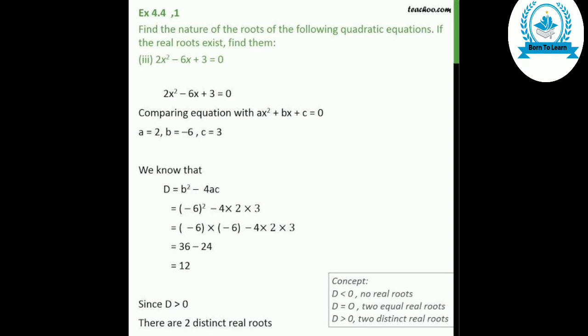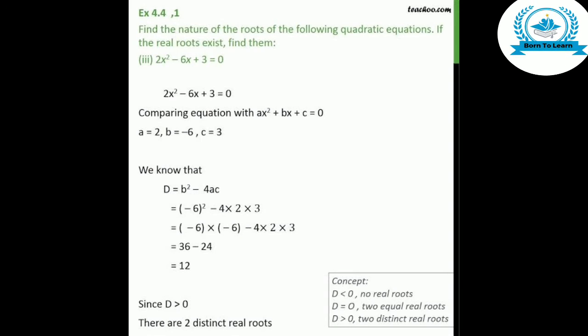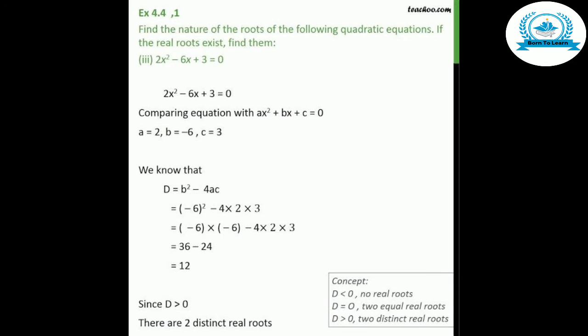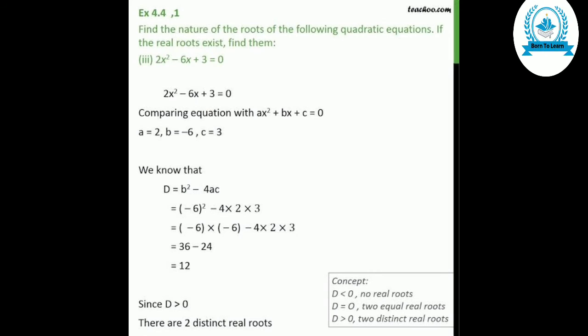Minus 6 whole square equal to minus 6 into minus 6, minus 4 into 2 into 3. 6 square equal to 36, minus 4 into 2 into 3 equal to 24. 36 minus 24 equal to 12. Since D is greater than 0, there are two distinct real roots. We said that if D is greater than 0, the equation has two distinct real roots. So there are two distinct real roots.